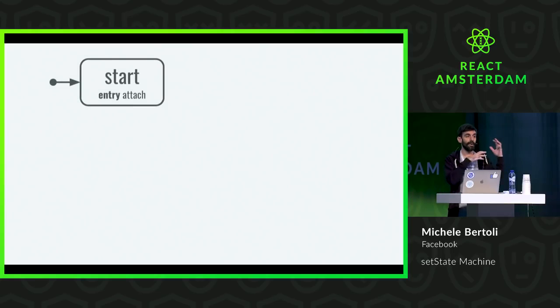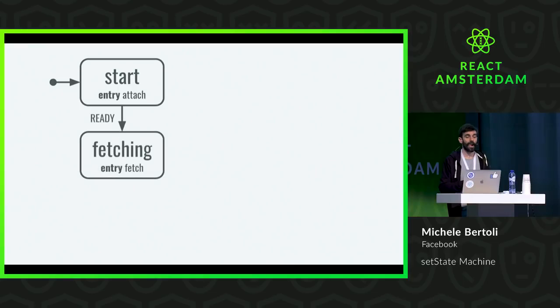So you can see how the infinite scroll functionality looks like in a state chart. So you have the start state, which is your initial state, and the entry action is attach, because the first thing we want to do is attaching the event listener. When we are ready, we send the ready event to the machine. The machine is going to go in the fetching state. And the entry action is fetch, because the first thing we want to do is fetching the first page.